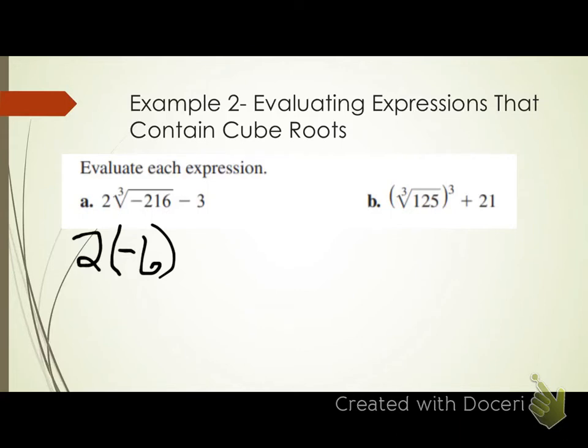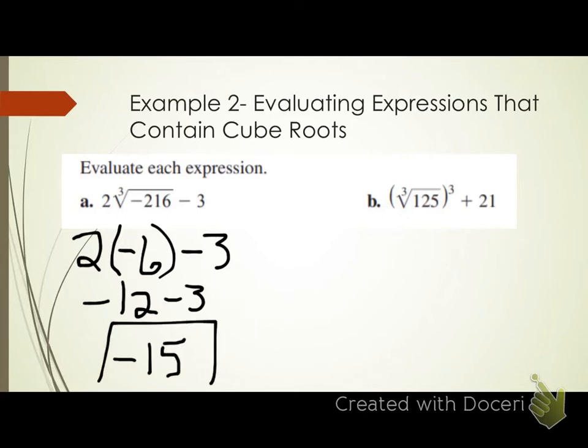Now this is 2 times my cube root. So whatever I get for the cube root, I have to multiply by the 2. So that 2 just comes down with it. Okay, now I've just got multiplication and subtraction. Which one comes first? Multiplication. What's 2 times negative 6? Negative 12. And lastly, negative 12 minus 3. Negative 15. Is that my final answer? Yes, it is. Questions on letter A?